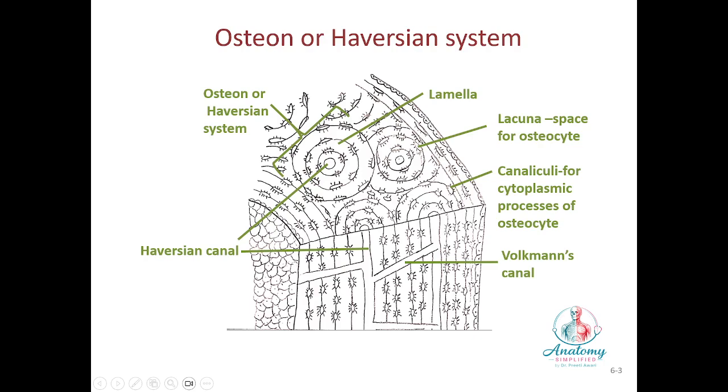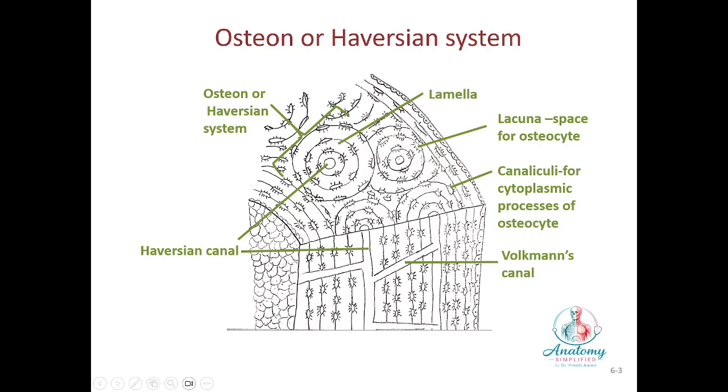In between the lamellae you can see spaces called lacunae. This is one lacuna, this is another lacuna. This is a space for accommodation of the osteocyte. Osteocytes are entrapped in this space. Now, this lacuna gives out small processes which are shown here in black, but actually again it won't be black, it will be white in color, transparent. These are called canaliculi. These are for the cytoplasmic processes of the osteocyte.